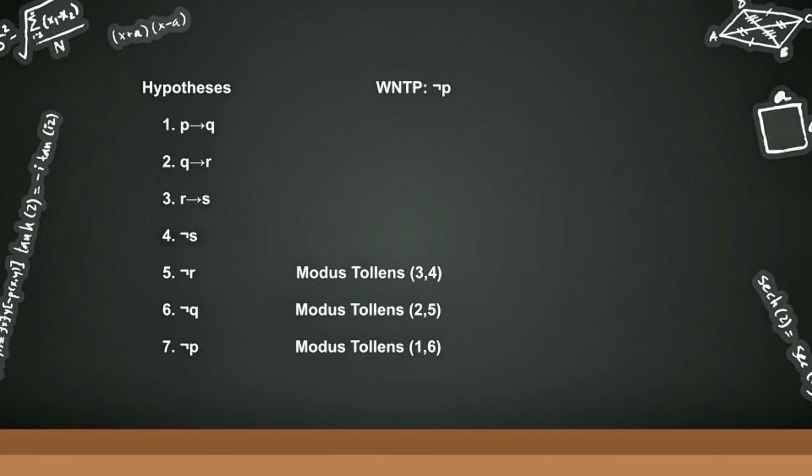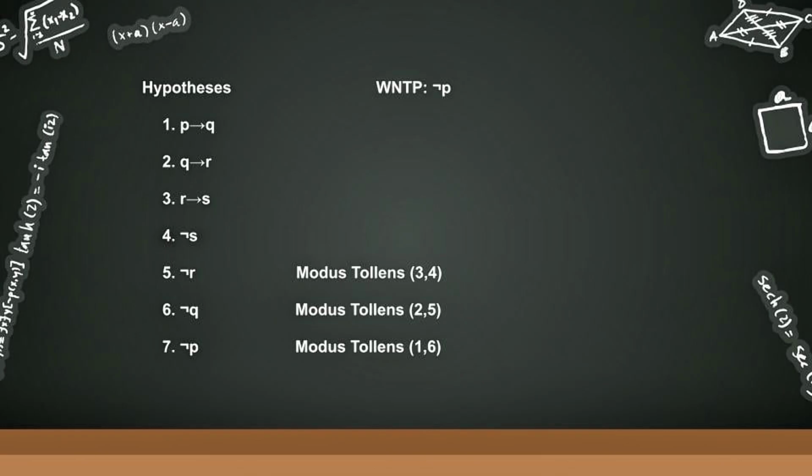So using the propositions, we made 4 hypotheses again, and we need to prove the negation of P, wherein our 4 hypotheses are 1. P implies Q, 2. Q implies R, 3. R implies S, and 4. Negation of S. So the fifth hypothesis, we use modus tollens of 3 and 4, wherein 3, R implies S, and 4, negation of S.